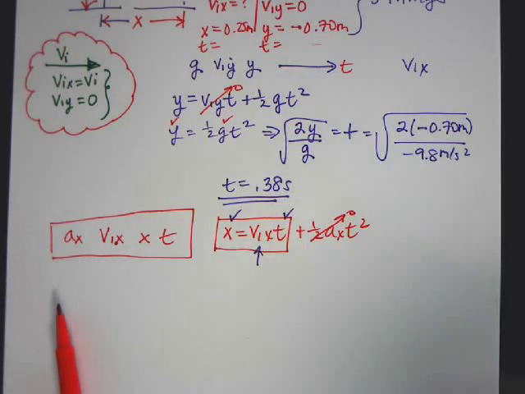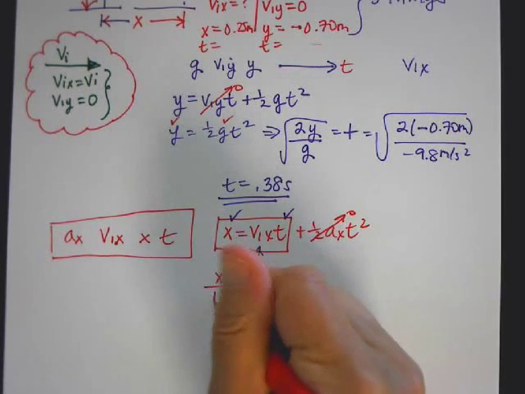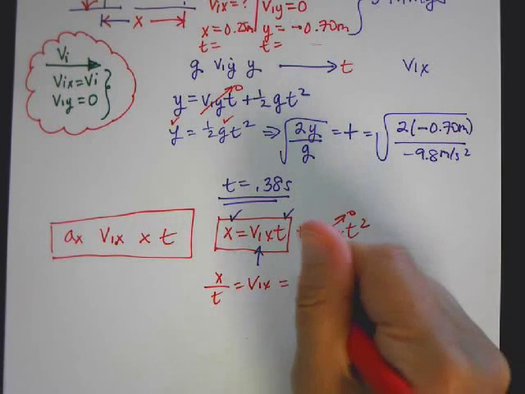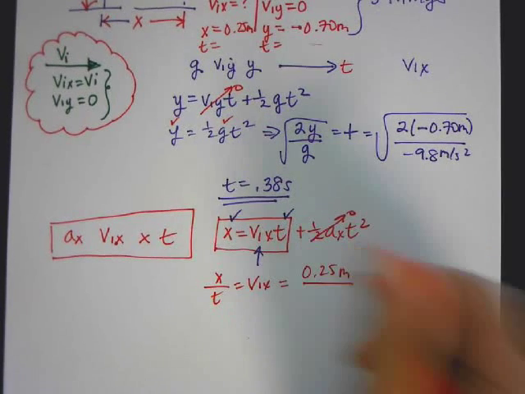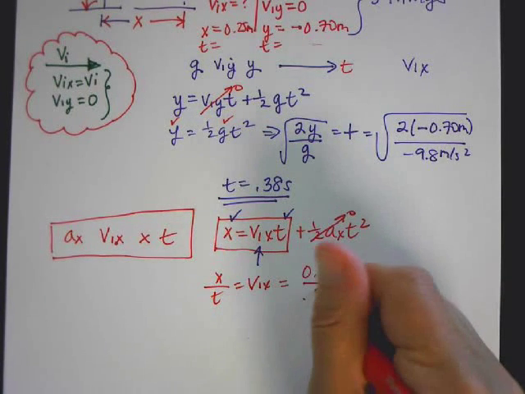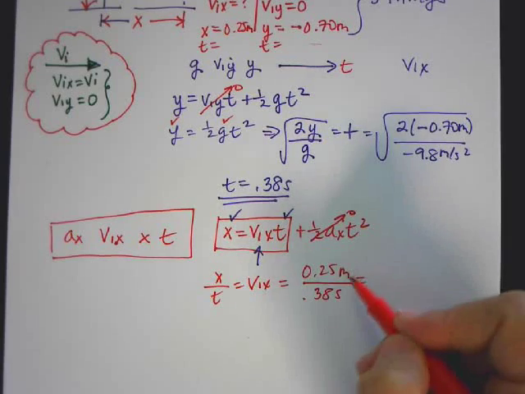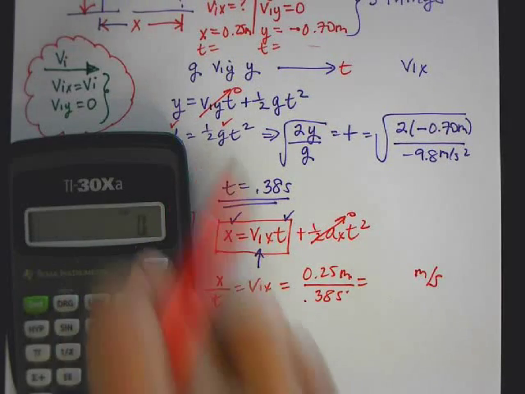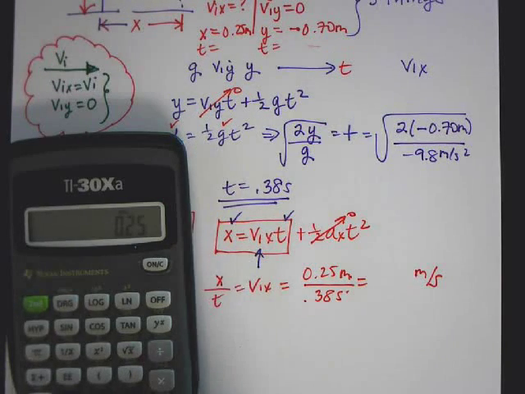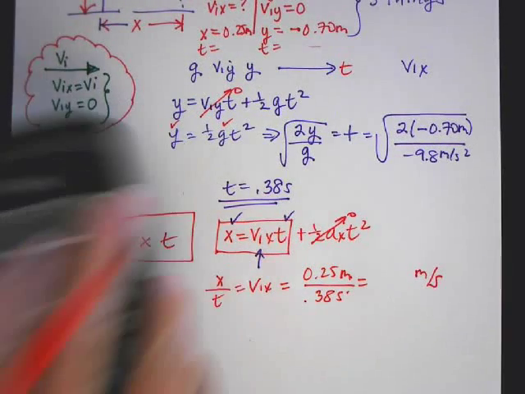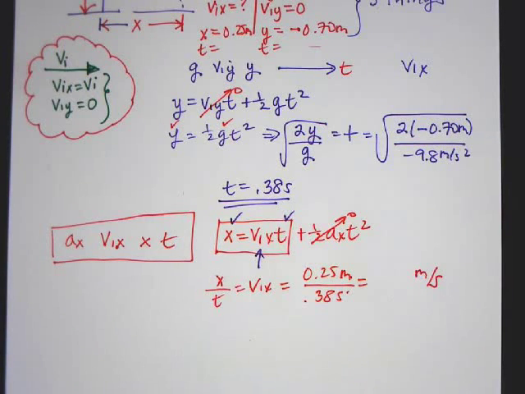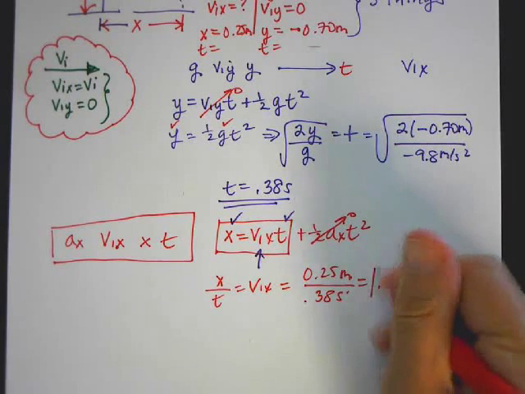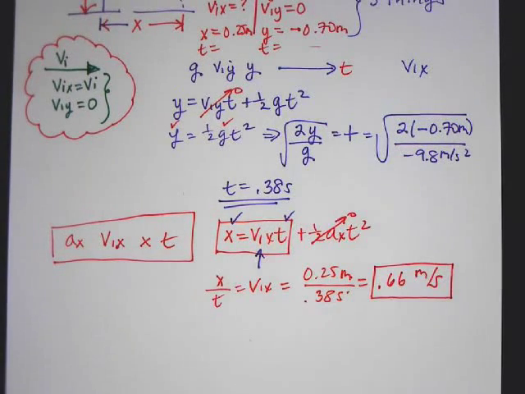So x over t is equal to VIX. And that's going to be equal to x, which is 0.25, divided by 0.38 seconds. A meter divided by a second is a meter per second, which is my correct unit. And then 0.25 divided by 0.38 ends up being 0.657, so we'll say 0.66 meters per second. And that is our initial velocity.